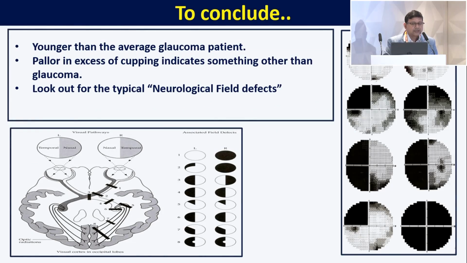So to conclude, younger than average glaucoma patient, be on your toes. Pallor in excess of cupping indicates something other than glaucoma, and look out for the typical neurological field defects that you all know of. Thank you so much.